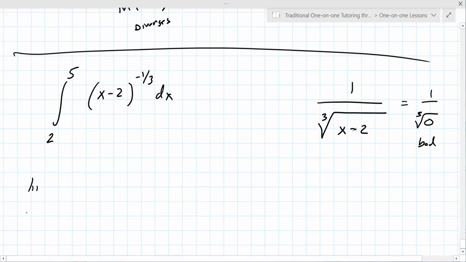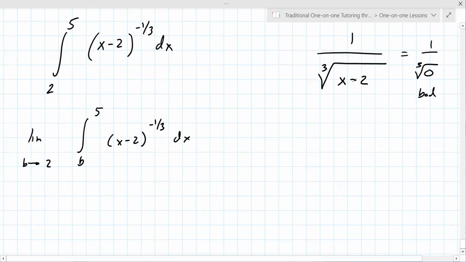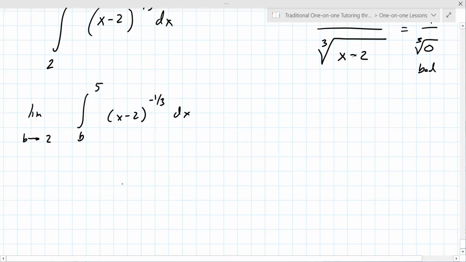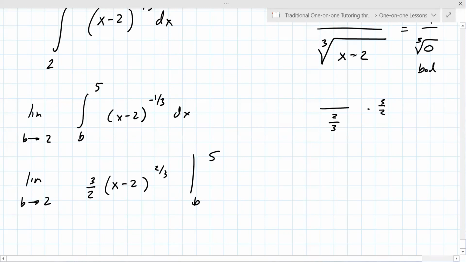So you would go limit as b approaches 2, integral from b to 5. You got to be comfortable finding your antiderivative. So you add 1 to the exponent, that's 2/3. Then you divide by the new exponent, but dividing by 2/3 is the same as multiplying by 3/2. So you get a 3/2 there. Notice it's the flip of the exponent. And you want to evaluate that from b to 5, limit as b approaches 2.